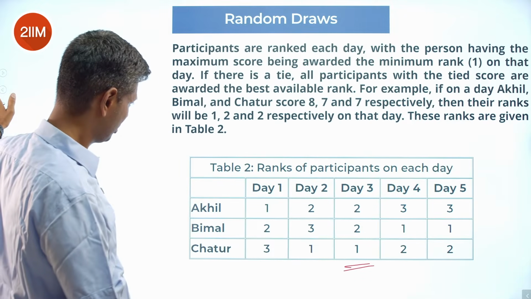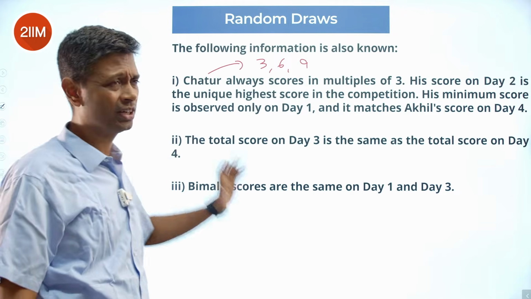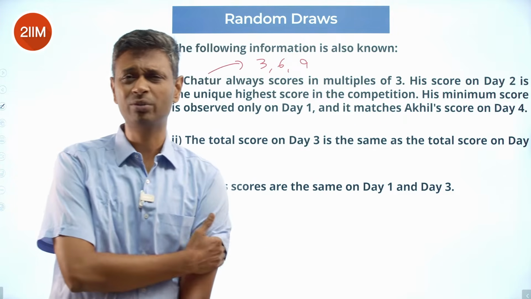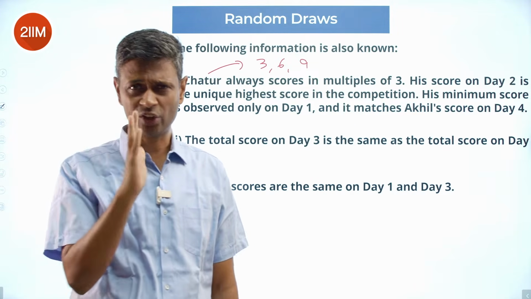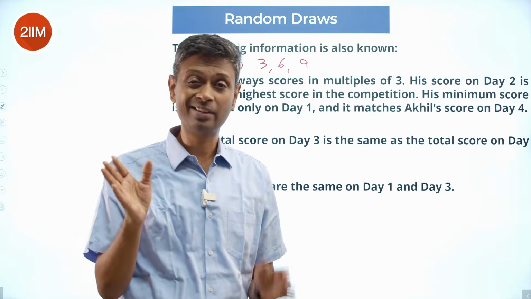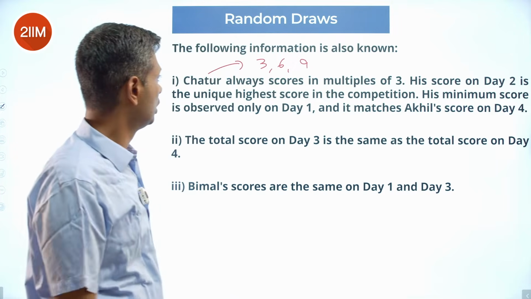Let's see if he has. Yeah, he has won it. Unique highest score. He should have scored 9 or 6. I don't think he would have scored 3. 3 is unlikely to be the unique highest score. My gut feel is it should be 9. Let's just eliminate possibilities and get there.